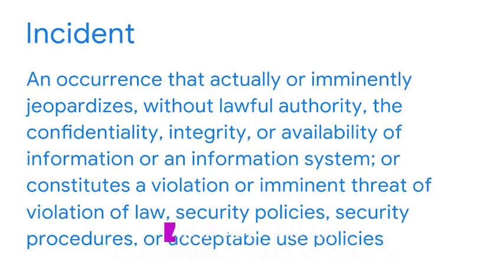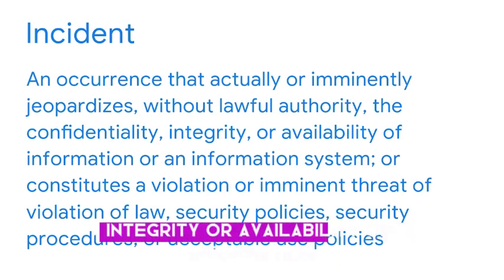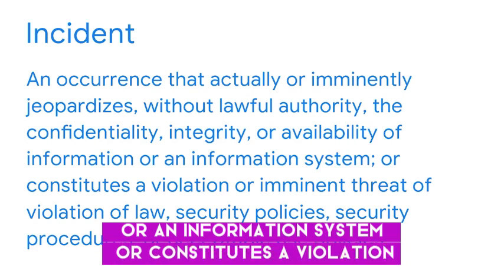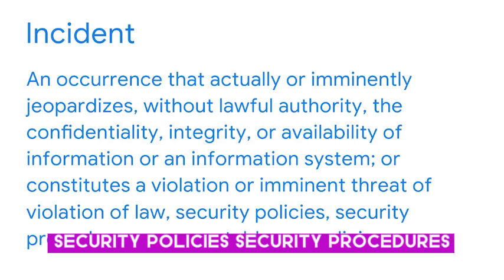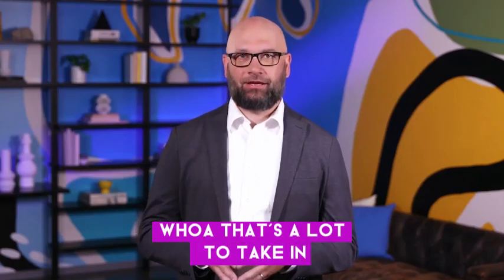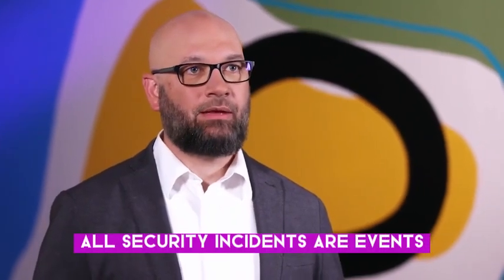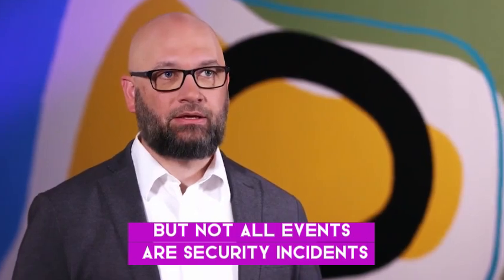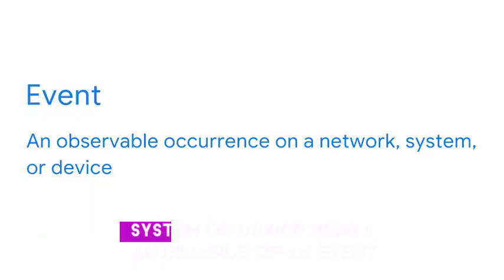According to NIST, an incident is an occurrence that actually or imminently jeopardizes, without lawful authority, the confidentiality, integrity, or availability of information or an information system, or constitutes a violation or imminent threat of violation of law, security policies, security procedures, or acceptable use policies. Whoa, that's a lot to take in. Let's break it down. It's important to understand that all security incidents are events, but not all events are security incidents. What are events? An event is an observable occurrence on a network, system, or device.